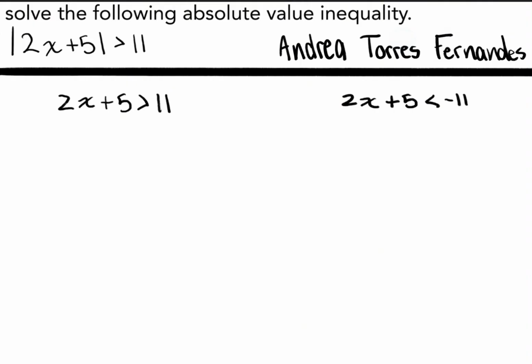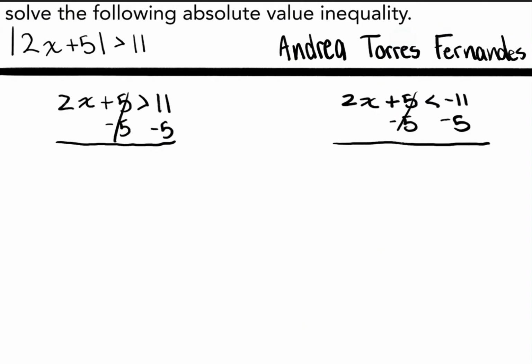Now we have different equations. To solve the equations, we would have to subtract 5 on both sides because the 5 is not attached to a variable. The 5's would cancel on both sides, and 11 minus 5 would be 6. We'd bring down everything else in the equation, and negative 11 minus 5 would be negative 16. We'd bring down everything else in the equation.